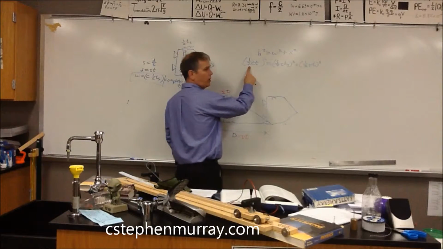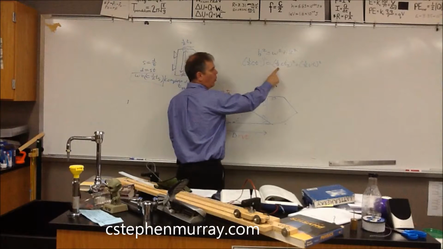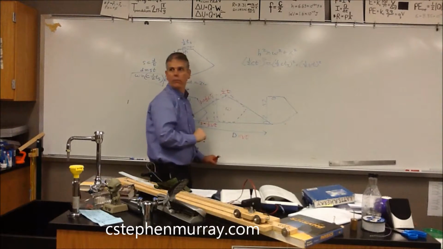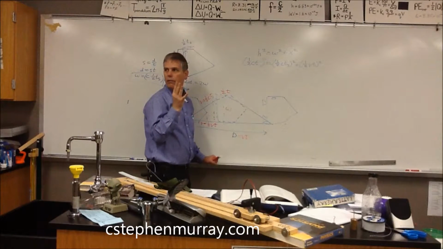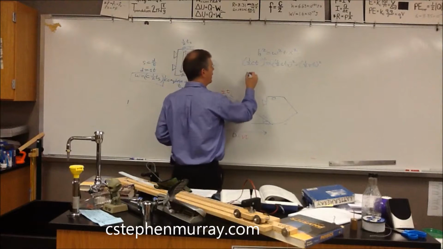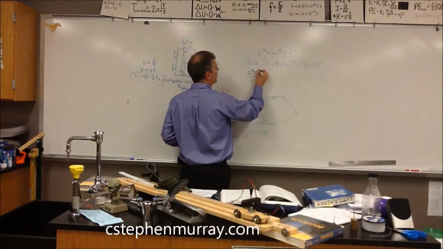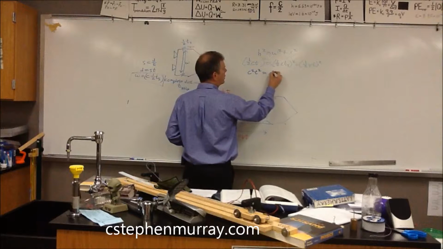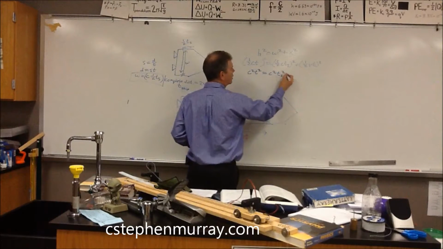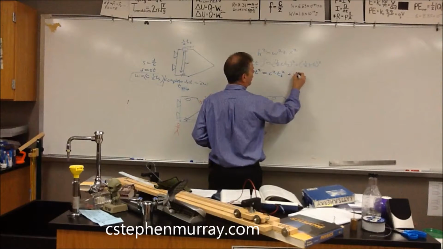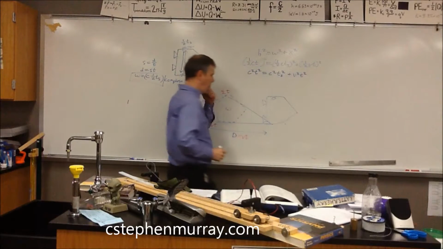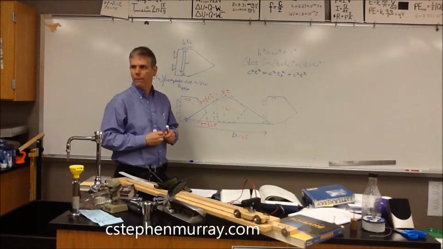Now, would you agree, Charlie, that this is going to be 1/4, 1/4, and 1/4 when you square them? Yes. They're going to disappear, aren't they? Yes. So now I'm going to get c squared t squared equals c squared ts squared plus v squared t squared. We in agreement with that so far?